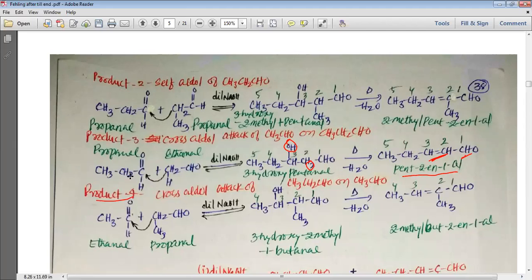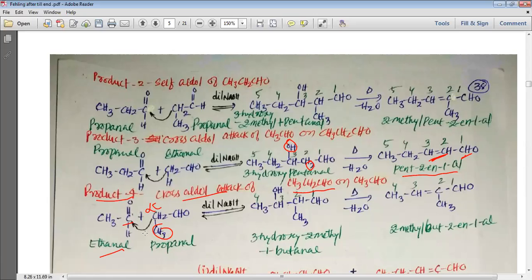Now please understand the product 4, my dear students. It is the cross-aldol attack of propanal on ethanal. Now remember, this is the alpha carbon. So this CH3 has to be written as a branch for this alpha carbon to attack on ethanal. To get such a product, you can see here, my dear students, that I have kept the carbonyl group of ethanal open. At the same time, the alpha carbon should be attacking, and that is why the methyl group is kept as a branch, and then the attack takes place.